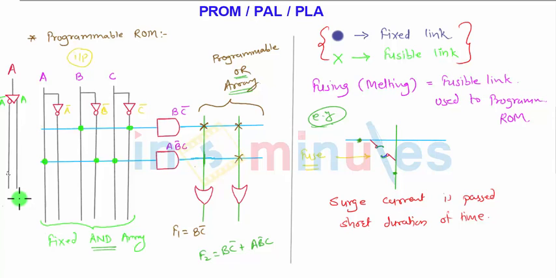So this is about the buffer along with the fixed links and fusible link. This is also important here. So that's all about the PROM, PAL and the PLA, that is nothing but the logic array side of digital electronics. And this is very important while designing the memory chips or the registers in the integrated circuits.